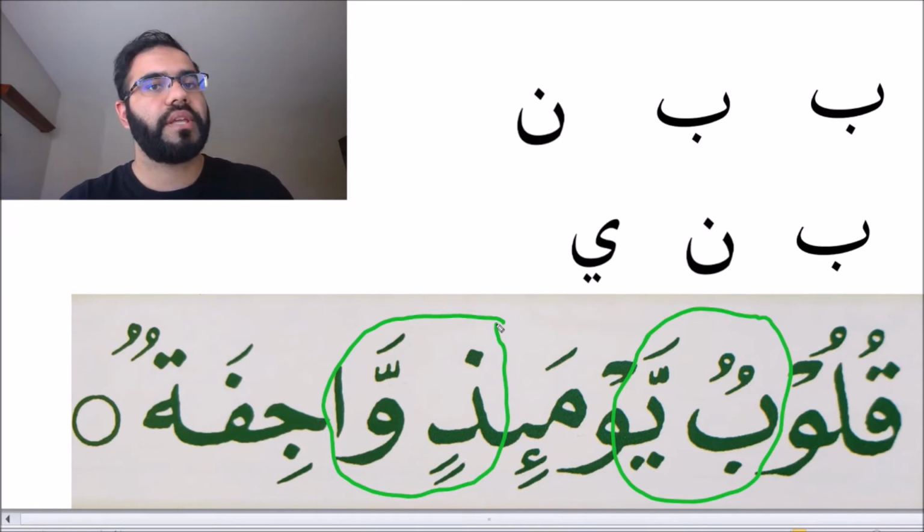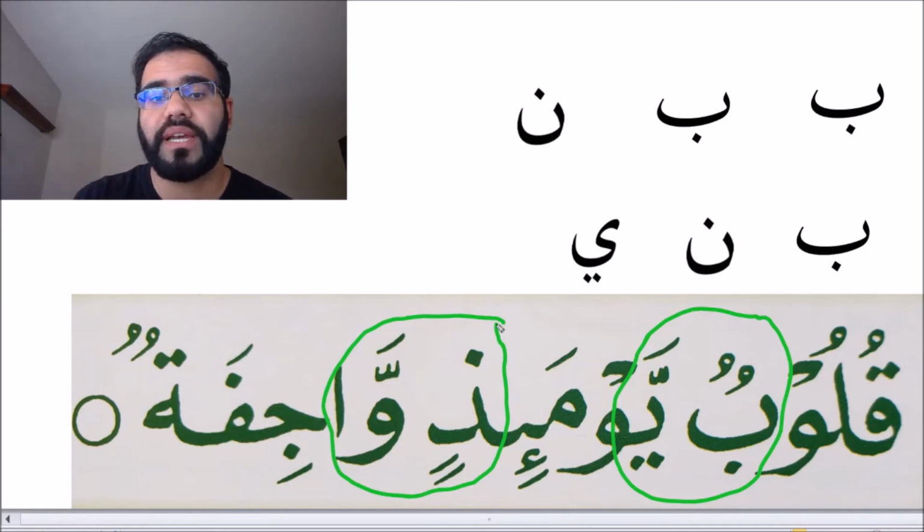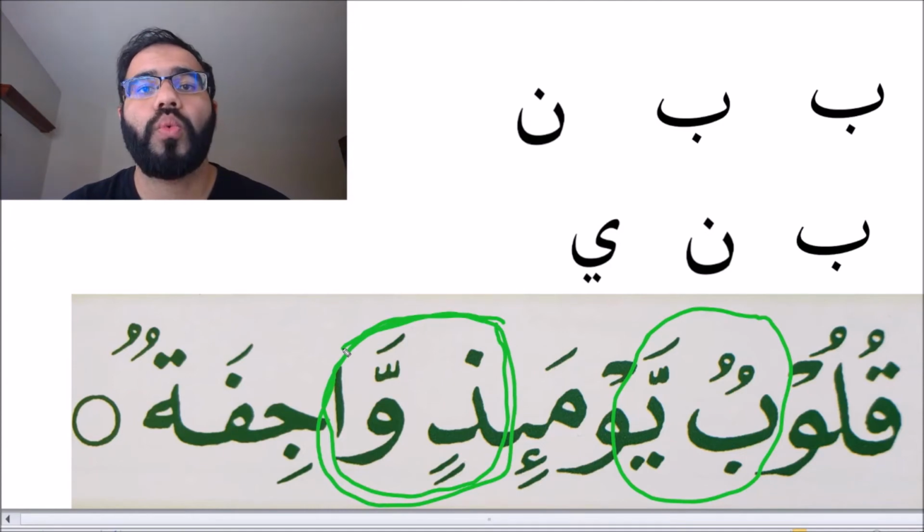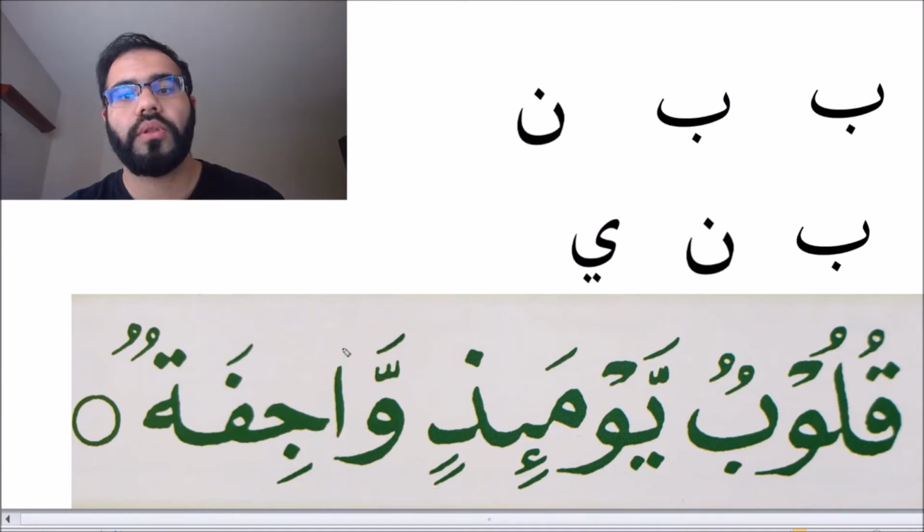Okay, because there's another tanween and it connects to wow. Remember, wow is also an idgham letter. You should be able to just look at it and recognize that this box right here is pronounced the. Now let's read the whole square.